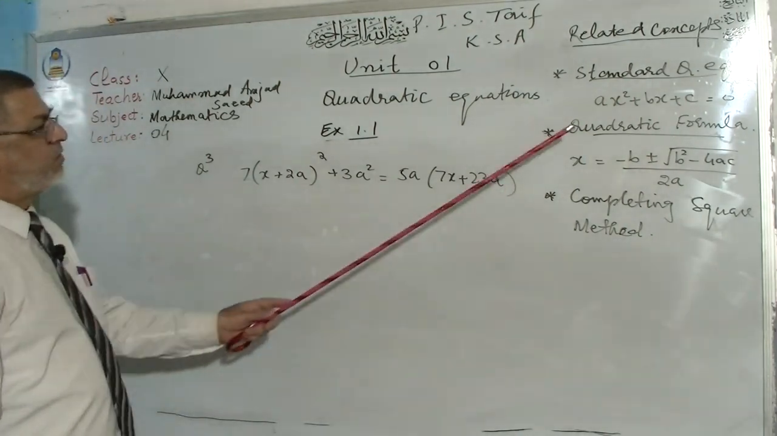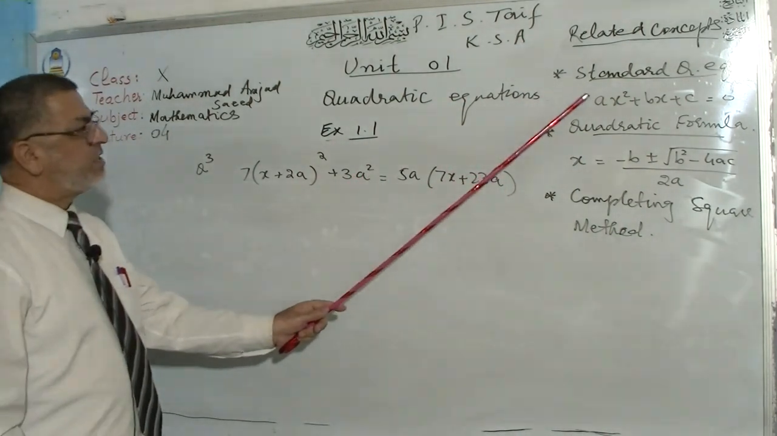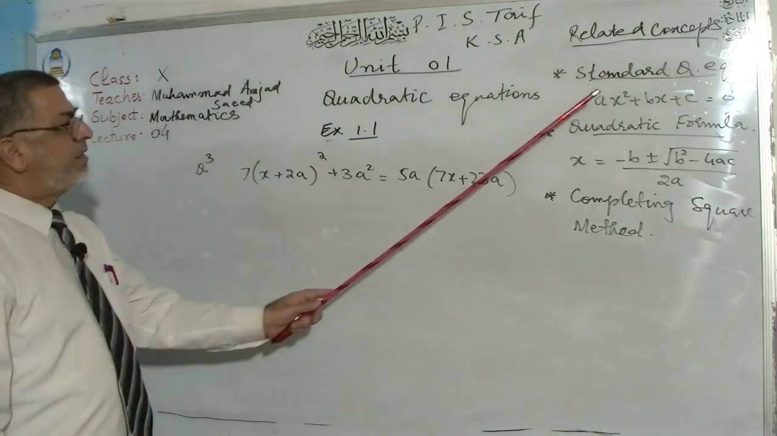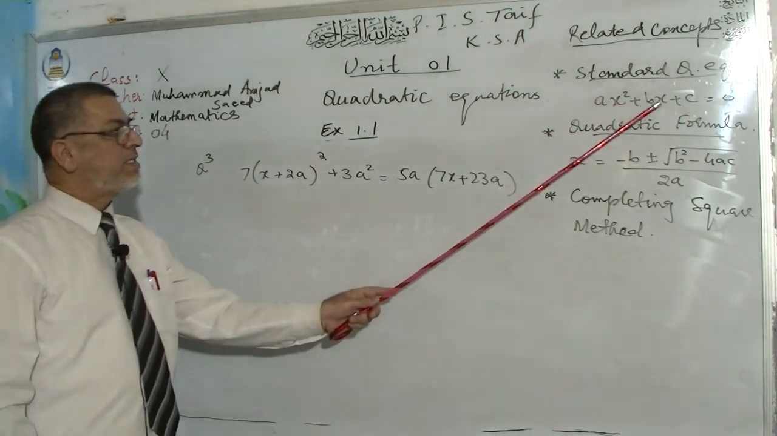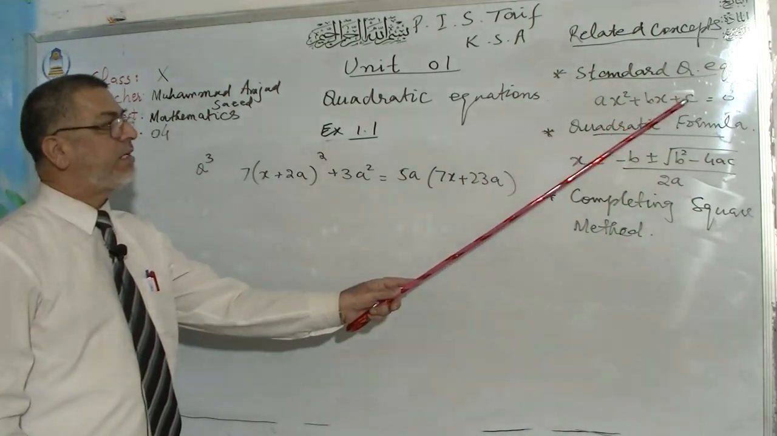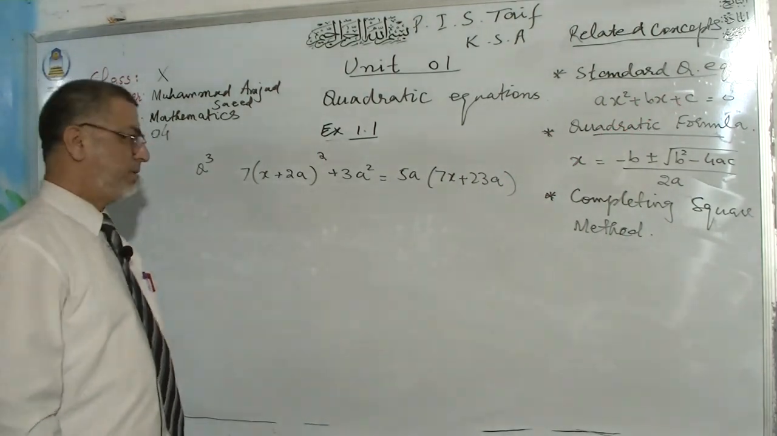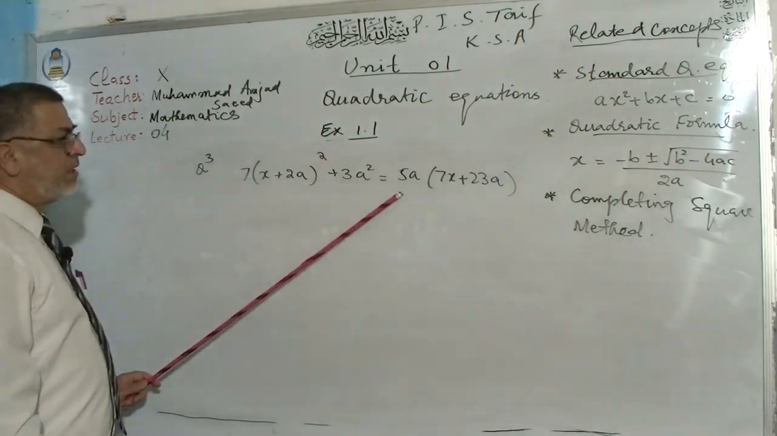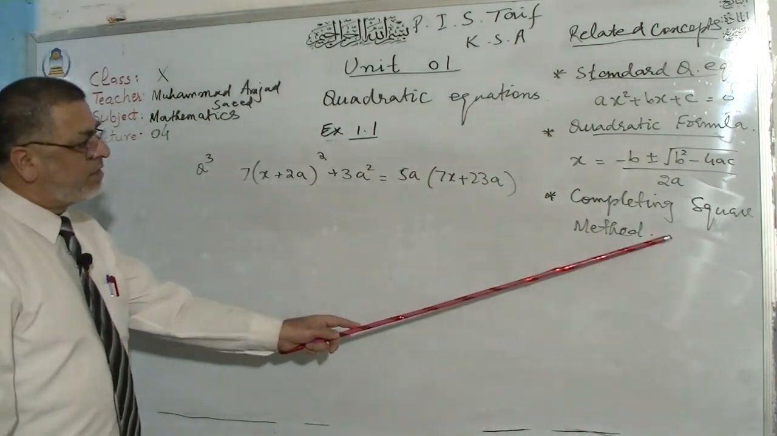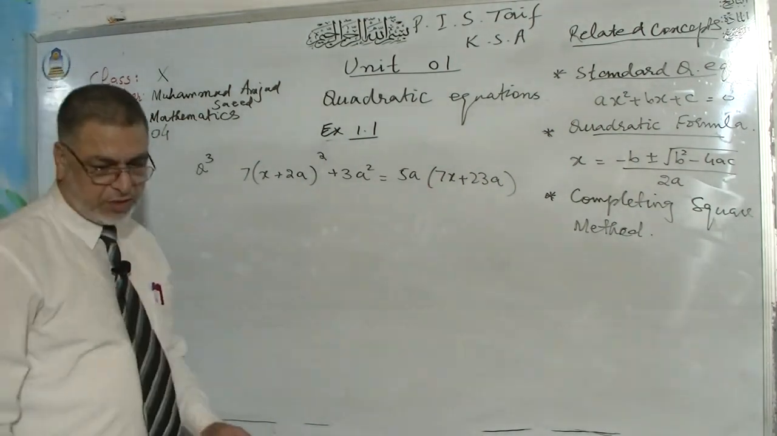We have to convert the expression in such a way that the maximum degree term will be first and the first degree term will be the second term and the constant term will be the third term. So in this way we will write down our expression and then we will apply the completing square method to solve this question.